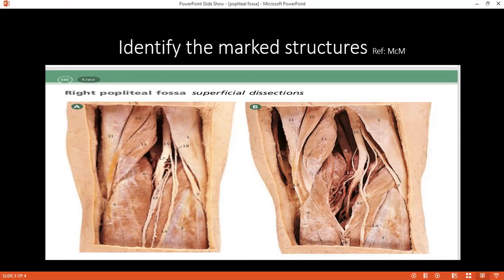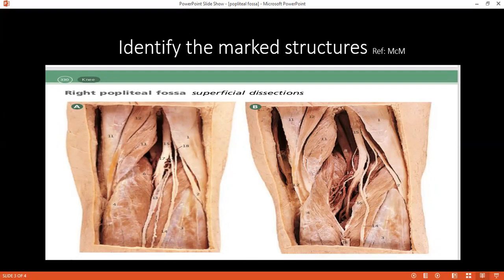Okay. How would you describe the popliteal fossa? What is it? So the popliteal fossa is behind the knee joint, and there will be some muscles. It has boundaries, and there are some important structures within it.